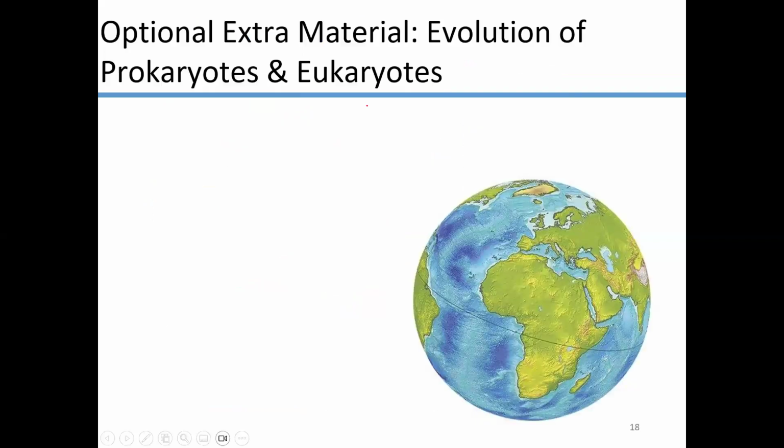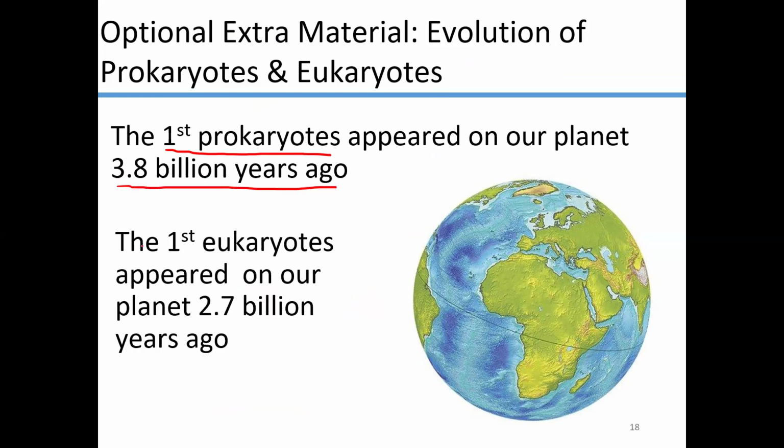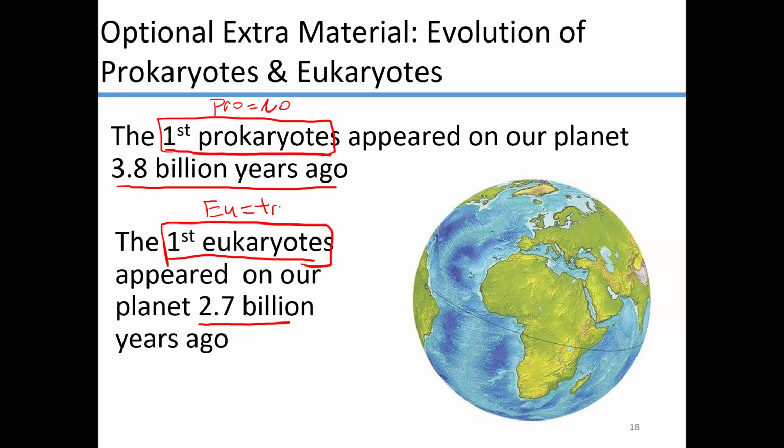All right. So the next thing we're going to look at is the evolution of prokaryotic and eukaryotic cells. Our first prokaryotic cells appeared on our planet about 3.8 billion years ago. And then our first eukaryotic cell appeared about 2.7 billion years ago. So remember, prokaryotics were first. Pro equals no, remember, no true nucleus. And then our eukaryotic, eu equals true, meaning that they do have a nucleus.